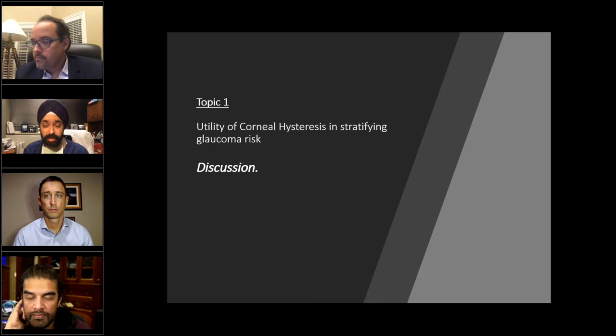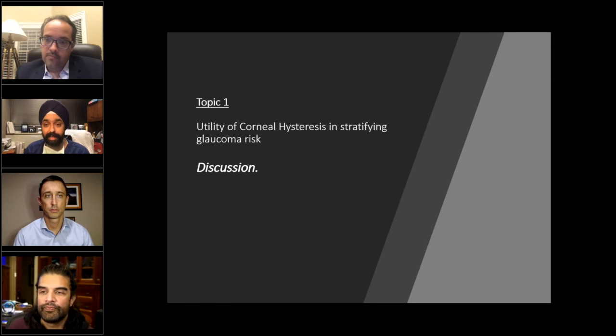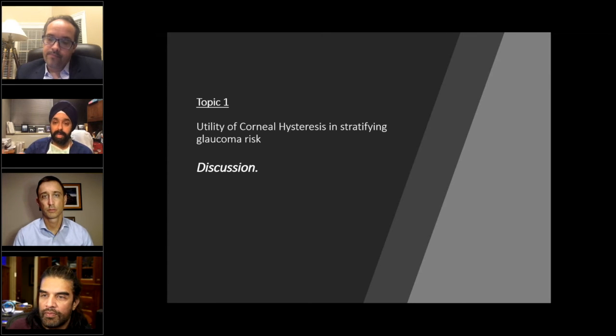If their hysteresis is 12 or 13, I'm much more relaxed saying leave them alone for a year. If their hysteresis is 7 or 8, I'm treating them. So it gives me that context of how aggressive I want to be, how likely I want to follow up with them, and what that pressure means for that patient, more than, let's say, CCT or anything else.